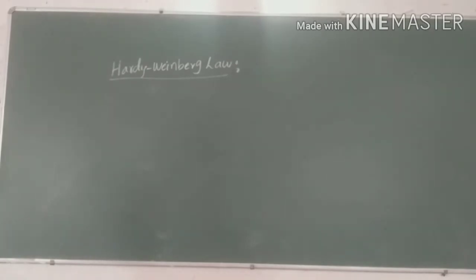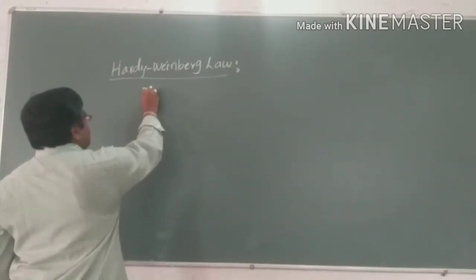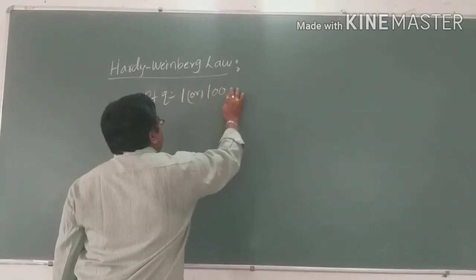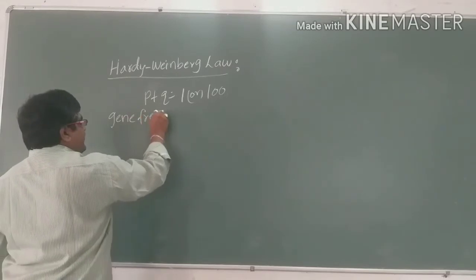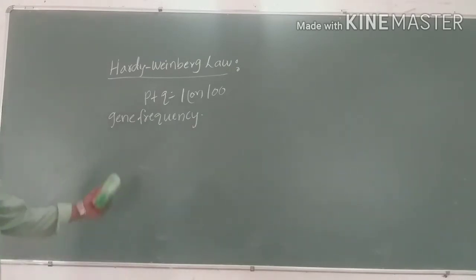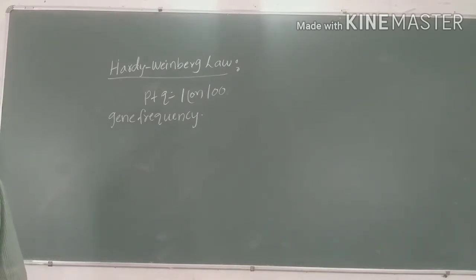Then practically, the application of this law shows that the principle p plus q is equal to 1 can be applied to a population to find out the gene frequency. That is, we can find the gene frequency in the equation p plus q is equal to 1 or 100%, depending upon the ratio of the gene frequency. By calculating the gene frequency, we can know the principle p plus q is equal to 1. With the help of this, we can find out the gene frequency.